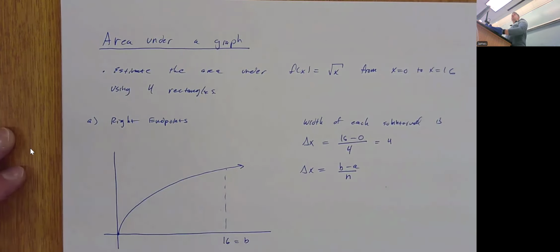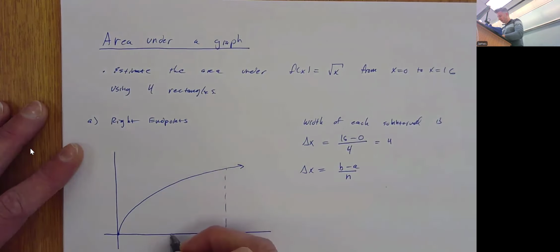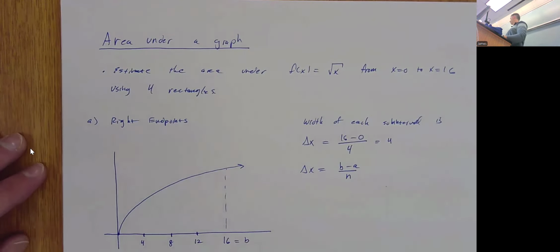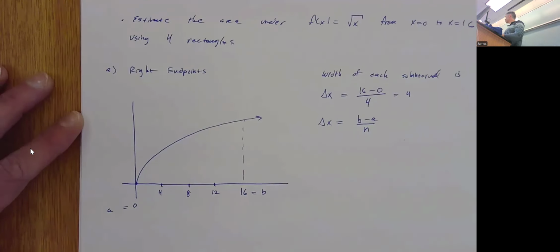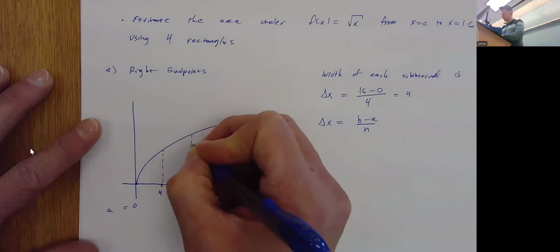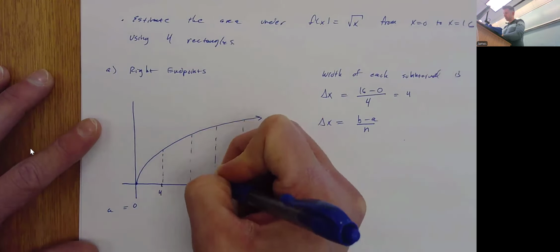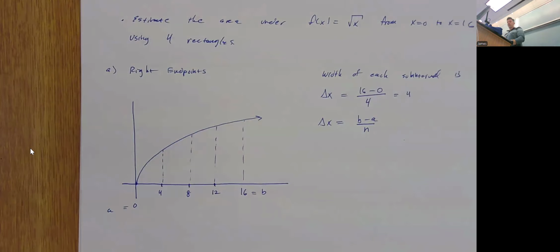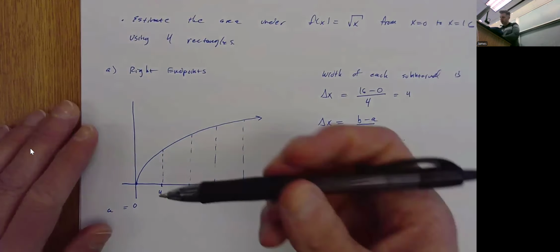So then each subinterval has a width of 4. So we're just going to mark this off, labeling those values. So 0 plus 4 is 4, 4 plus 4 is 8, 8 plus 4 is 12, 12 plus 4 is 16. So those are my 4 subintervals. And then we're going to section them off here. So we're trying our best to estimate this area.